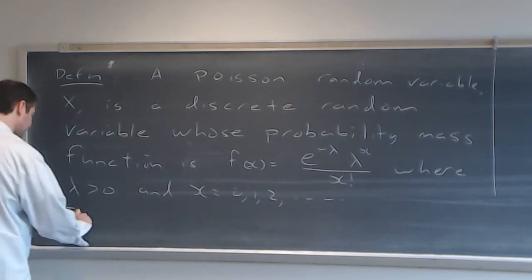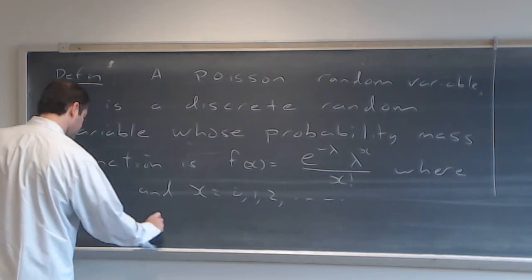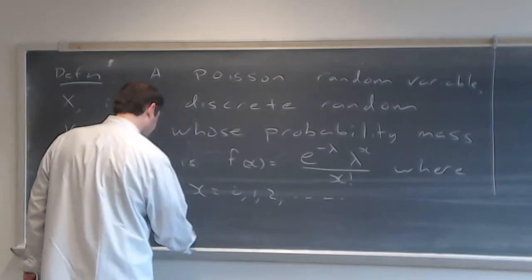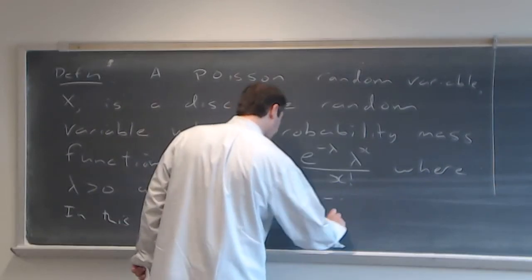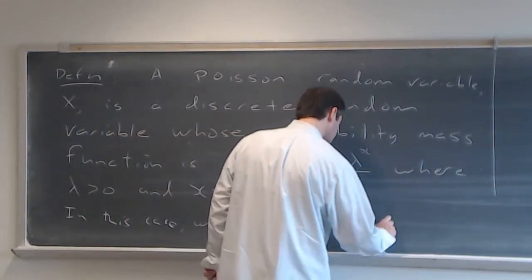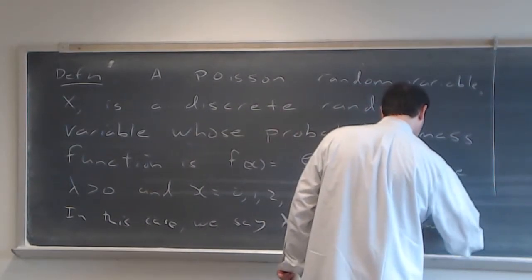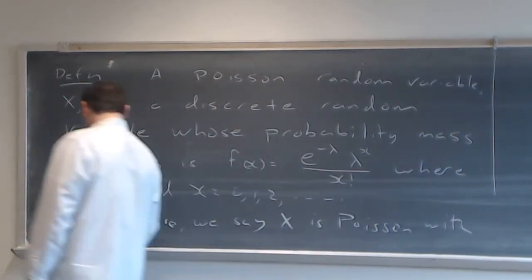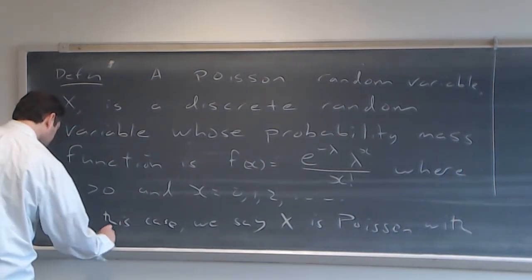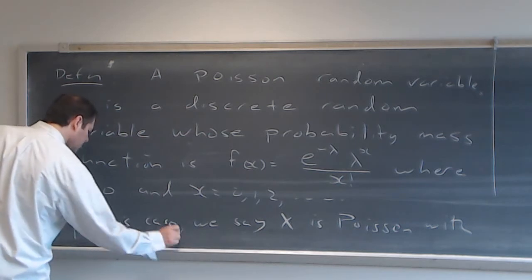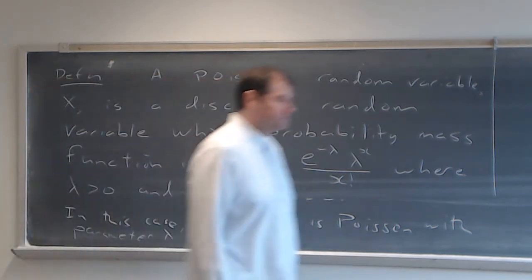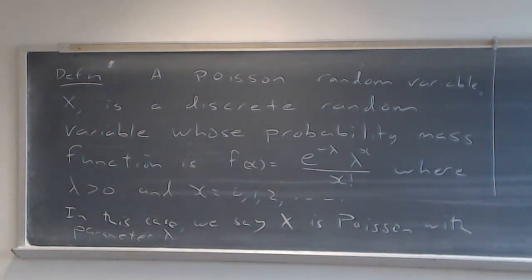In this case, we say X is Poisson with parameter lambda. All right.